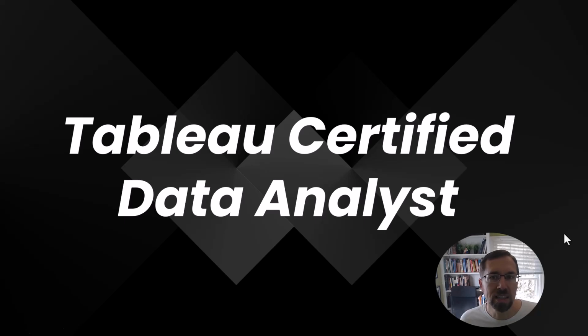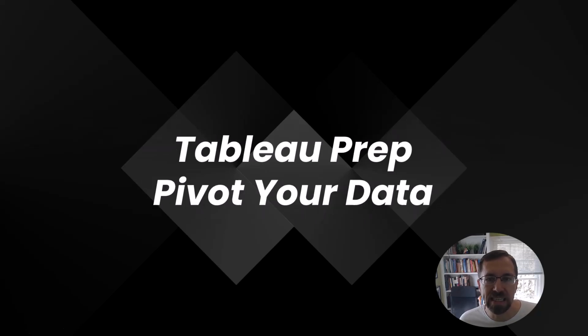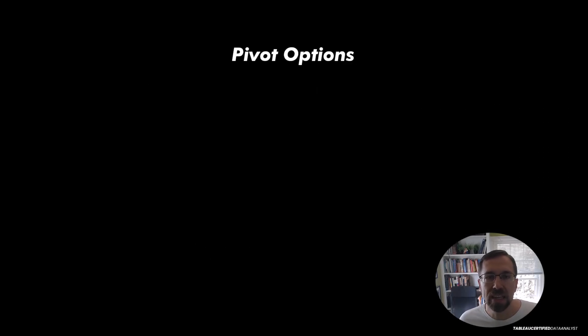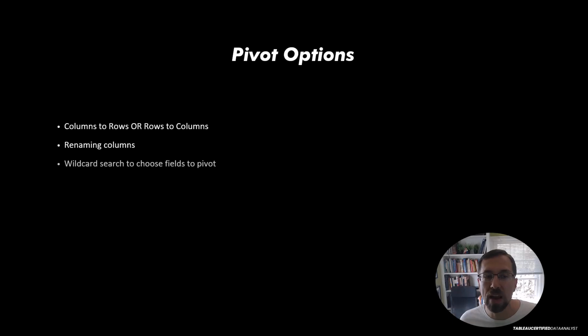We're going through the content on the Tableau Certified Data Analyst exam, and in this video we're looking at Tableau Prep, pivoting your data. Here are the things we're going to discuss with pivots: columns to rows or rows to columns, you can go either way, how to rename columns, and finally how to use a wildcard search to choose which field you want to pivot on.